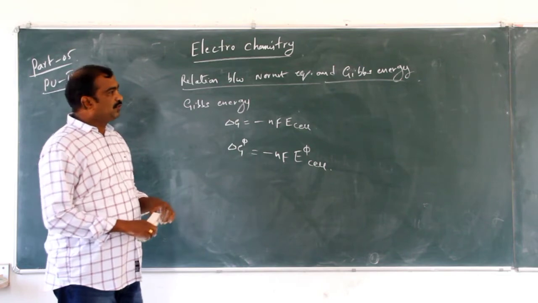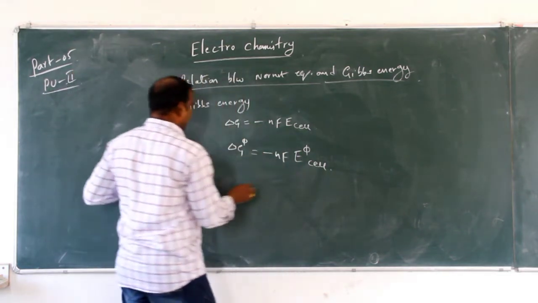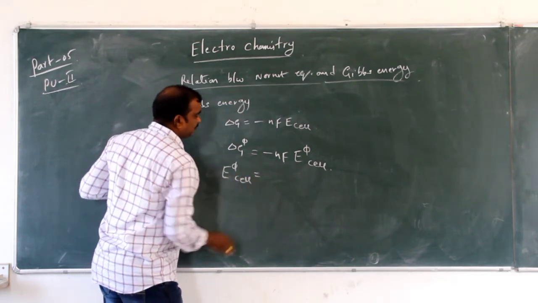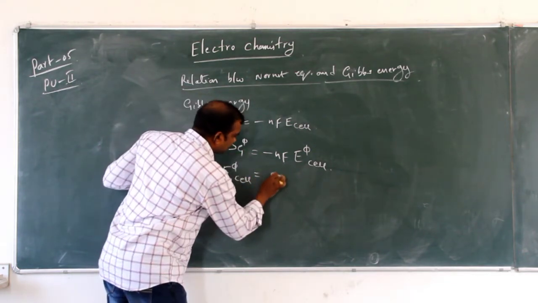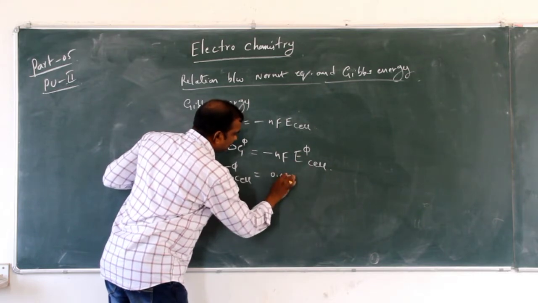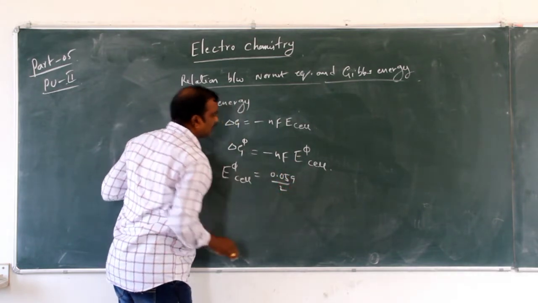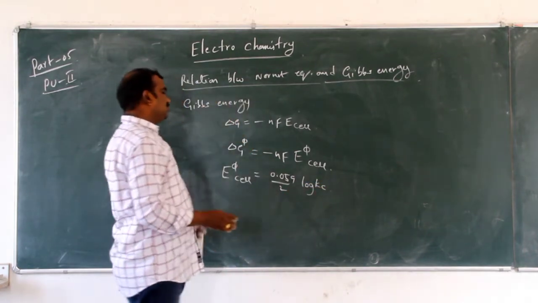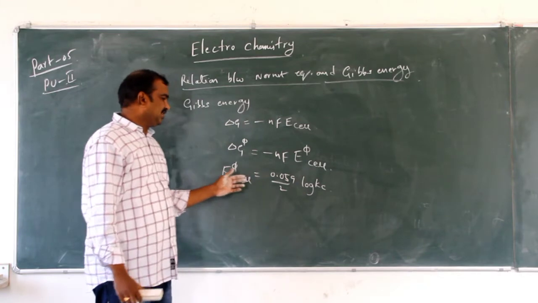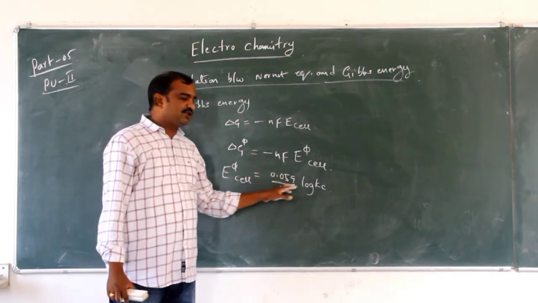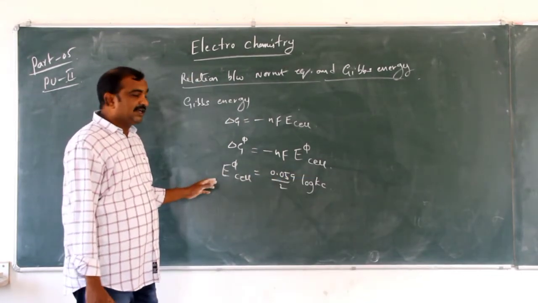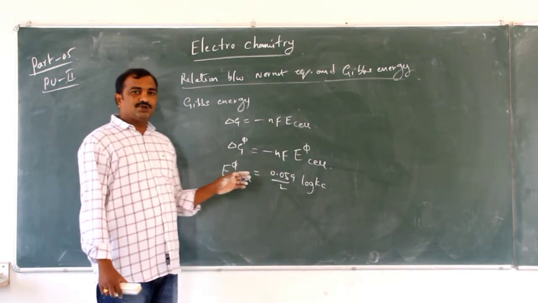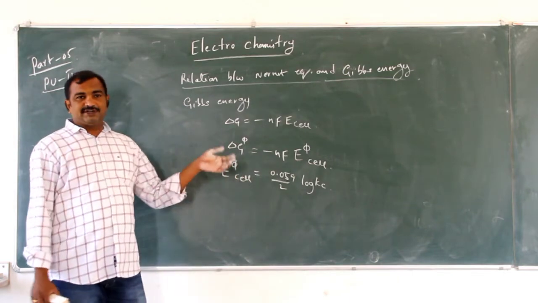So we know that in the previous one, E naught cell is equal to 0.059 by 2 log Kc. This is the relation. In the previous one we studied that E naught cell is equal to 0.059 by 2 log Kc. That means this is the Nernst equation for the equilibrium constant.